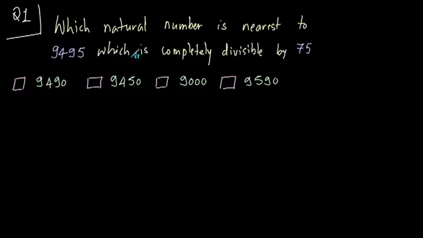Which natural number is nearest to 9495, which is completely divisible by 75? Actually 9495 is not divisible by 75. The question asks you a number which is closest to 9495, which is divisible by 75. So let's actually divide 9495 by 75.